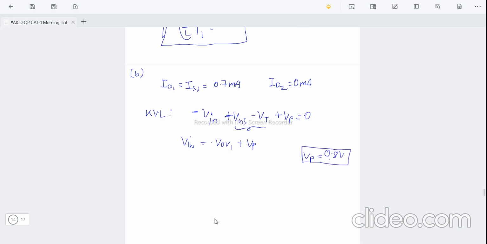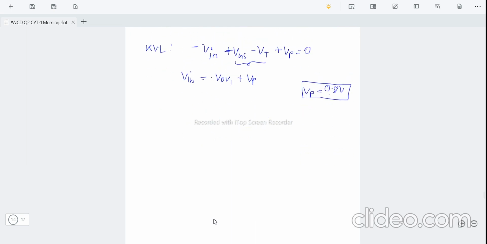The only unknown from this equation is the overdrive voltage. Now we shall obtain the overdrive voltage from the drain current equation in saturation, half mu n Cox W over L of 1 VOV1 square. So we need VOV1 from here. So then ID into 2 divided by mu n Cox. We have all the data which is needed to compute.